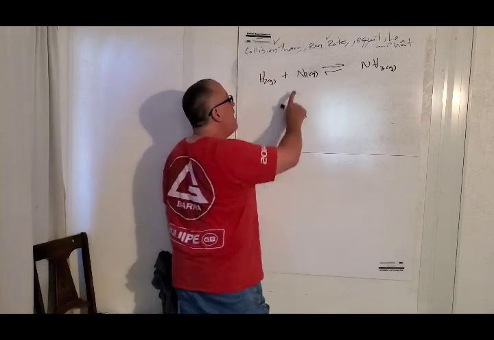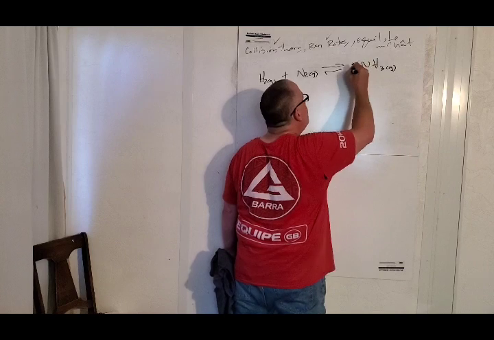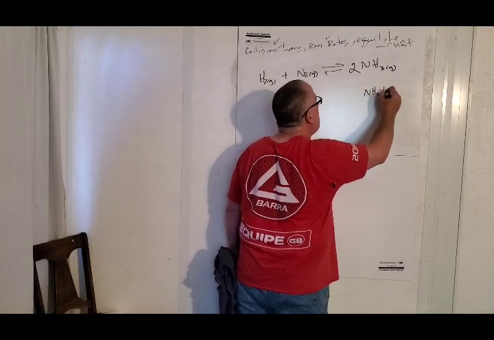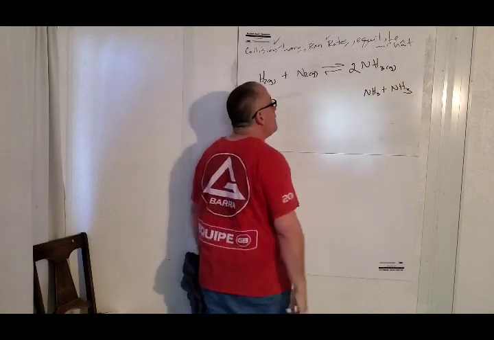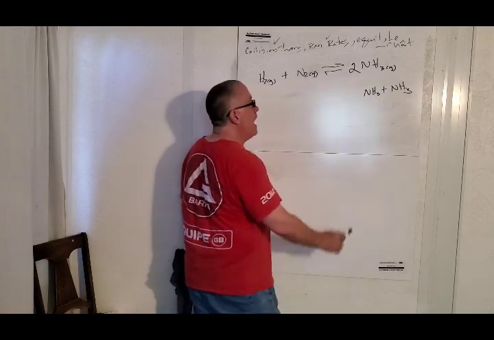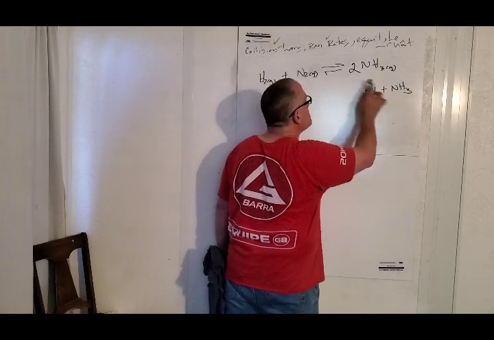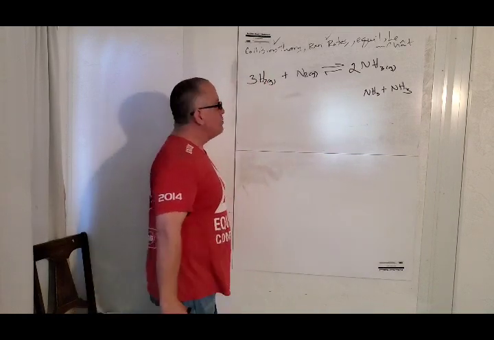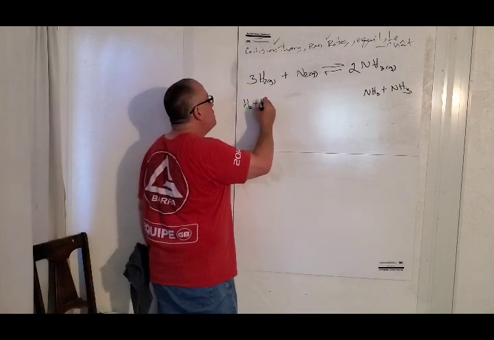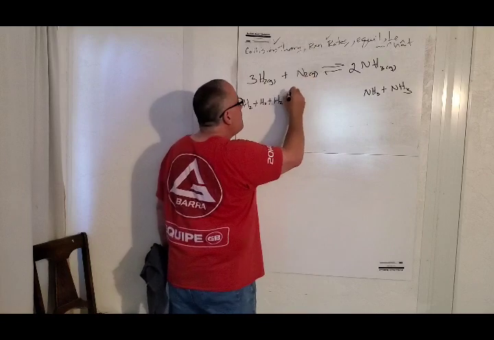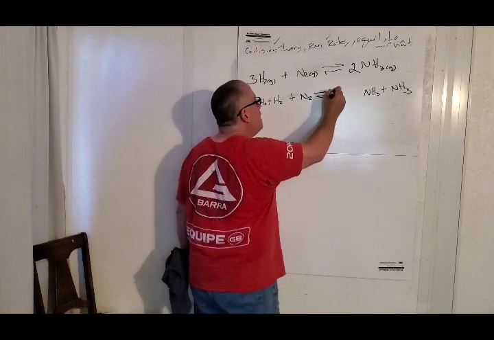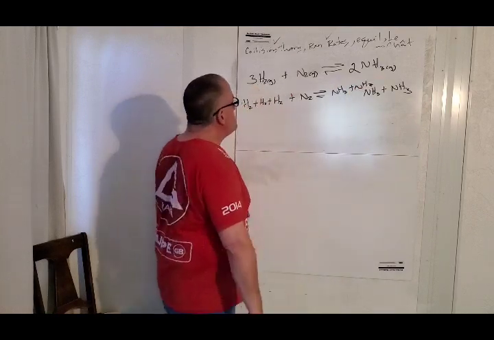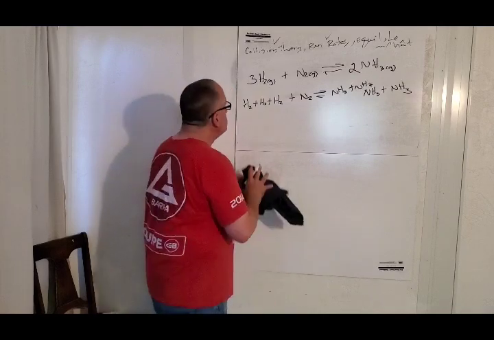To balance this, I have 2 nitrogens here. I need to put a 2 right there. That gives me 2 nitrogens, because this means NH3 plus NH3 if I put a 2 in the front. But then how many hydrogens do I have? 2 times 3 is 6. So if I put a 3 here, that gives me a total of 6 hydrogens. That means H2 plus H2 plus H2 plus N2 will give me NH3 plus NH3. That's basically what it means, but nobody wants to write all that stuff.